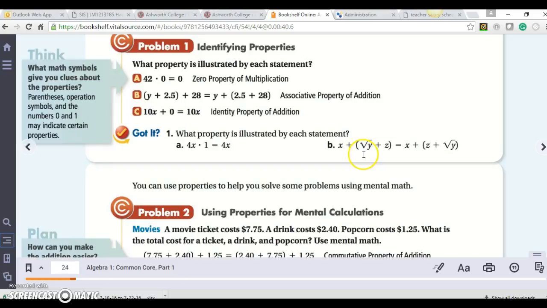But as you can also see, the square root of y, z, and z, square root of y are the things that have changed. My parentheses really didn't change. I didn't change my grouping. But these two things changed: the square root of y plus z switched with z plus the square root of y. So I'm sorry, I misspoke earlier, but I'm really dealing with the commutative property of addition. So I hope this helps.